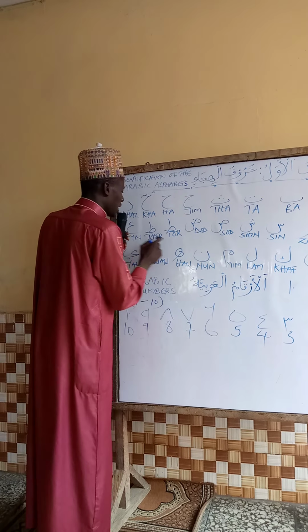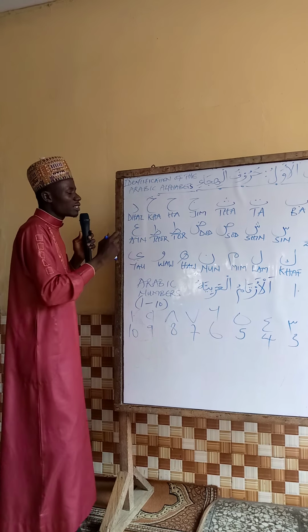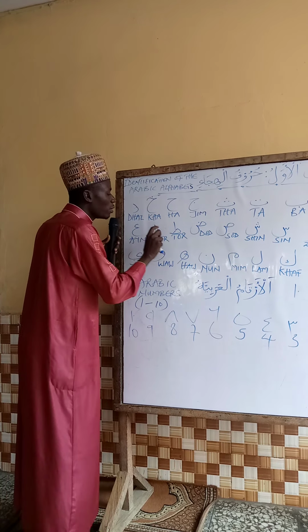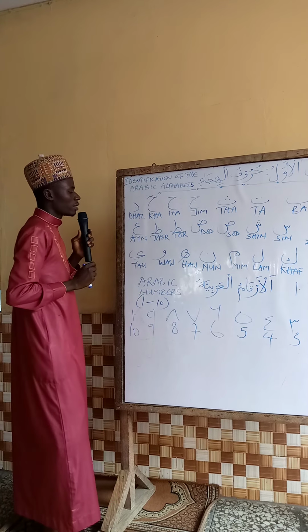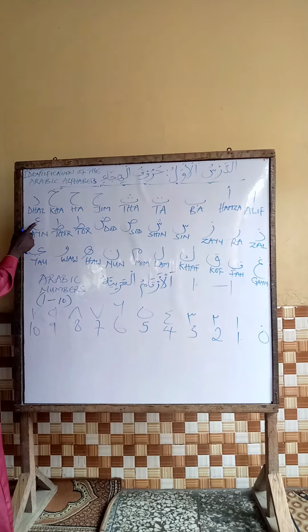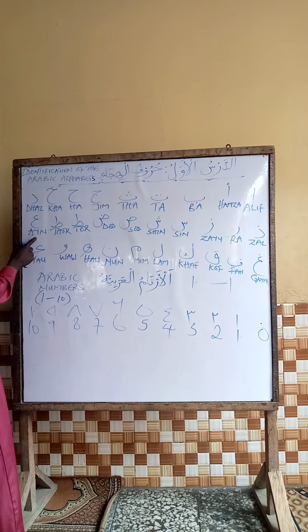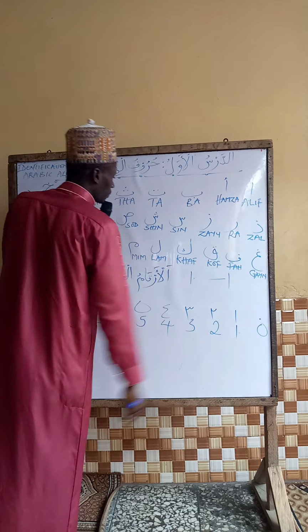We have Tor and Zor. How are you going to differentiate Tor from Zor? The best way to differentiate both alphabets is that Tor has no dots, Zor has 1 dot. We have Ain and Ghain. Ain has no dots. This Ain, it has no dots. Then Ghain has 1 dot on top.